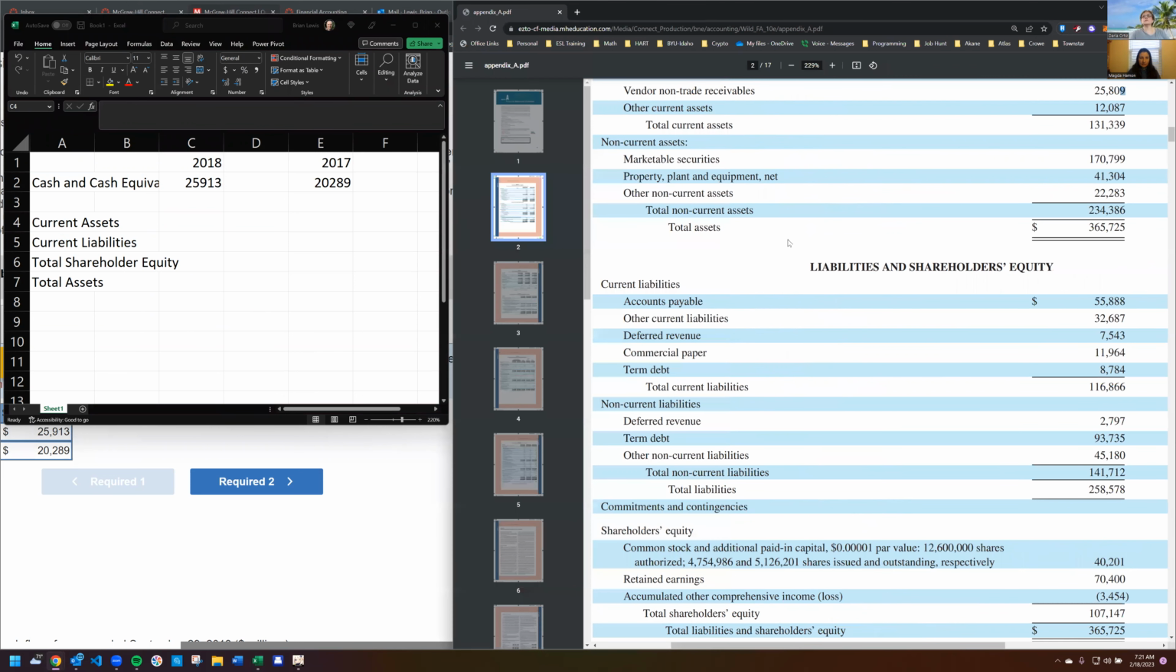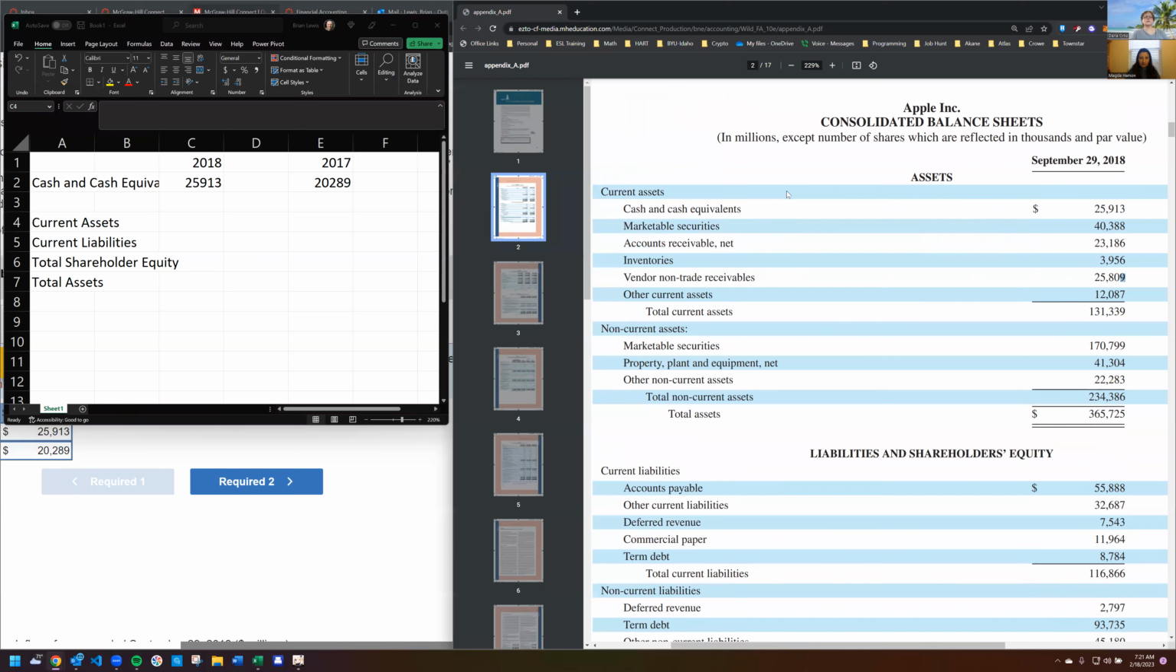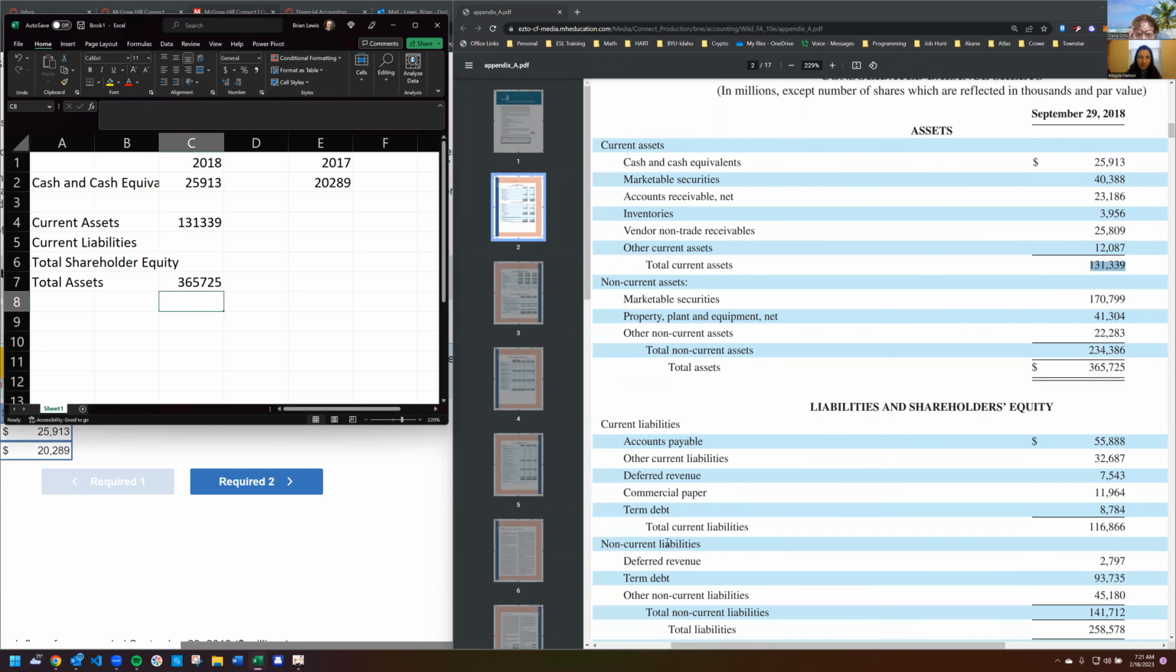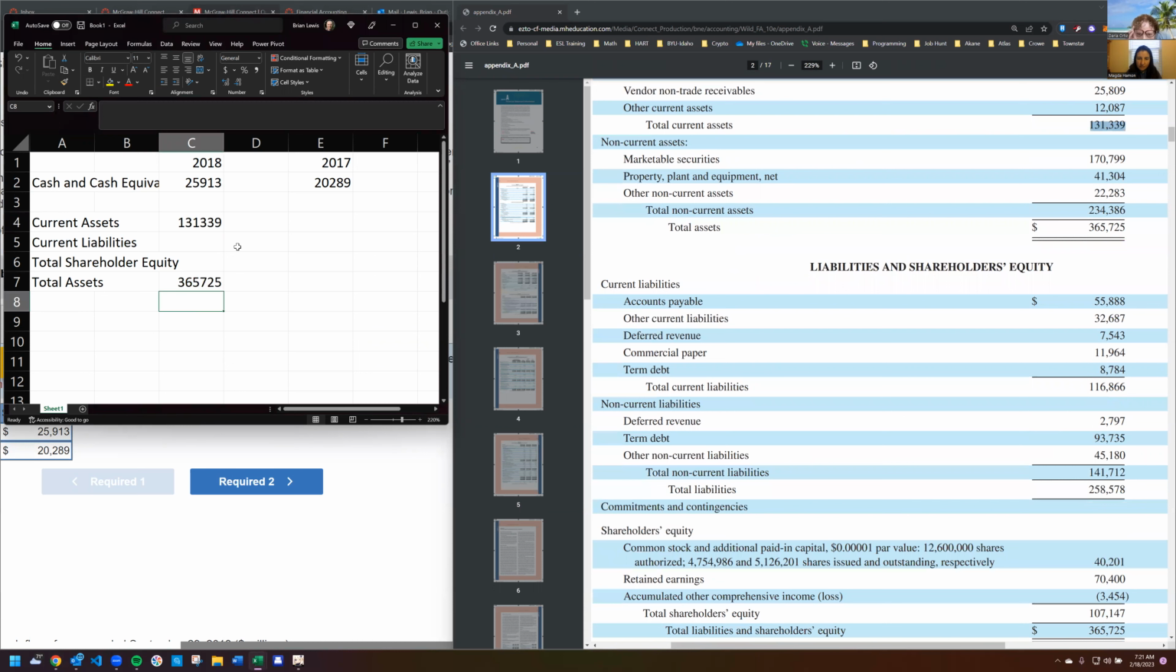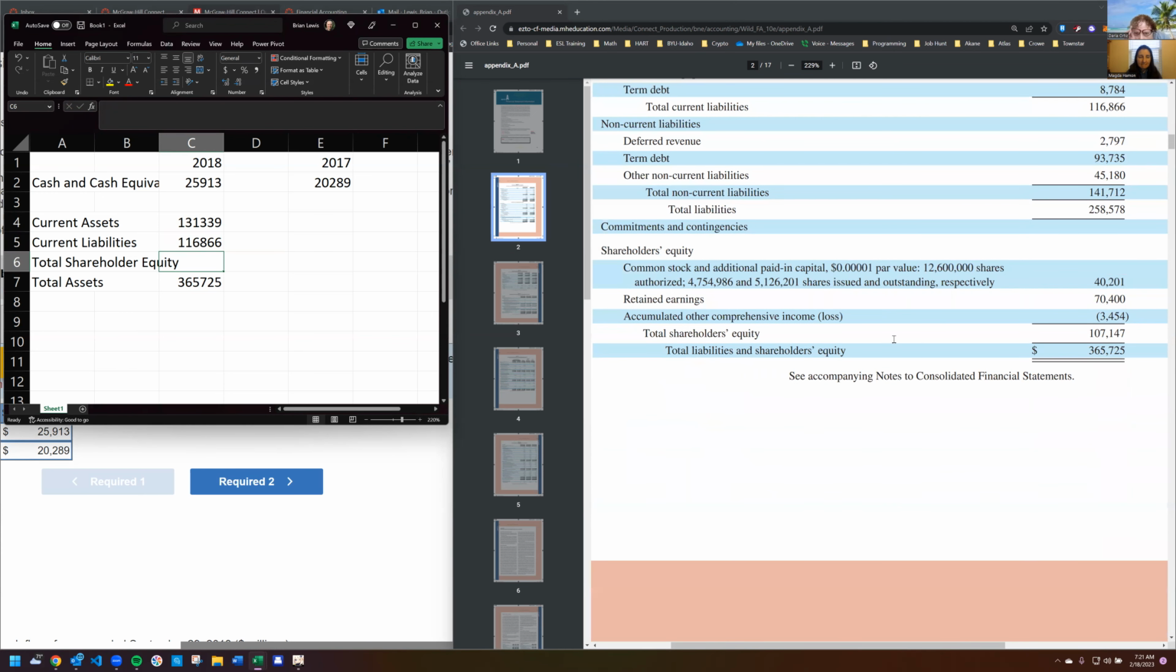Okay, total assets. On your balance sheet, you have total current assets right here. That's what they want: 131,339. They want total assets, right here: 365,725. They want current liabilities, right here: 116,866. And total shareholders' equity right there: 107,147.